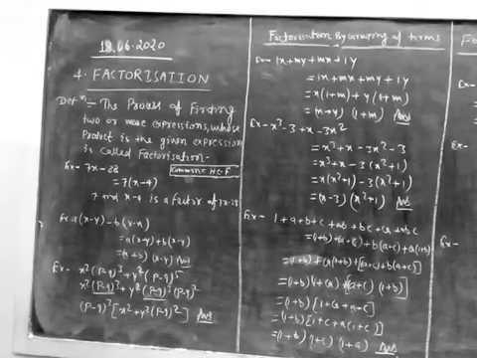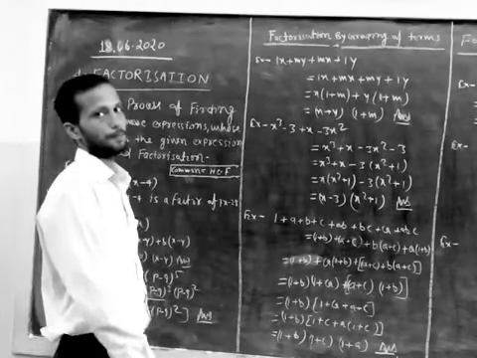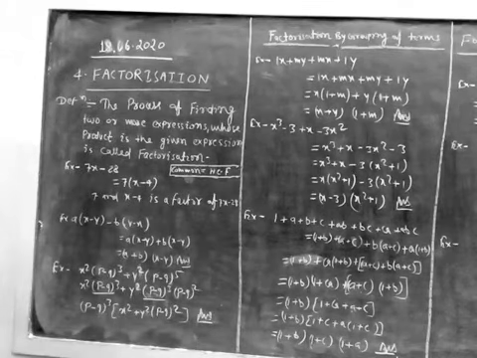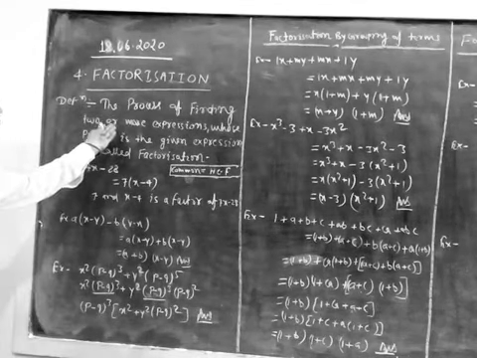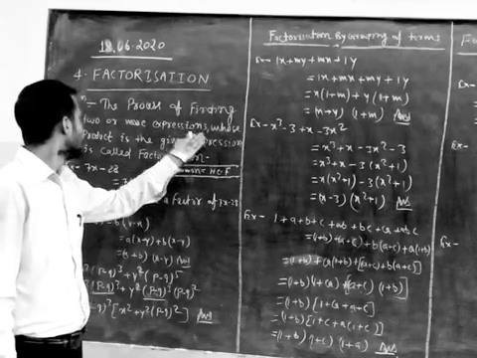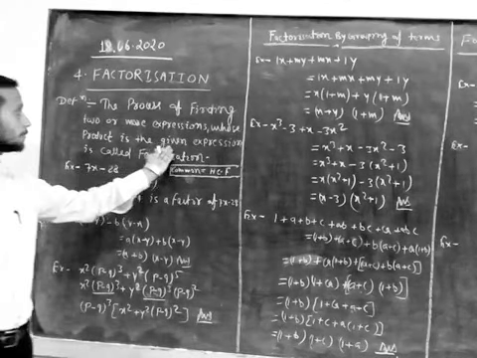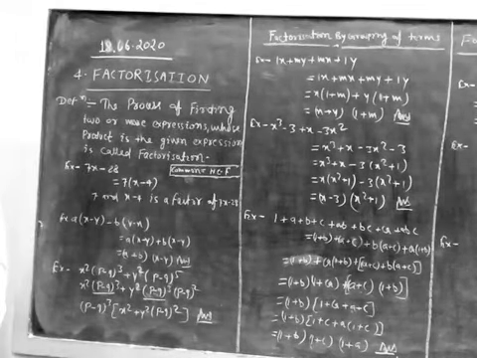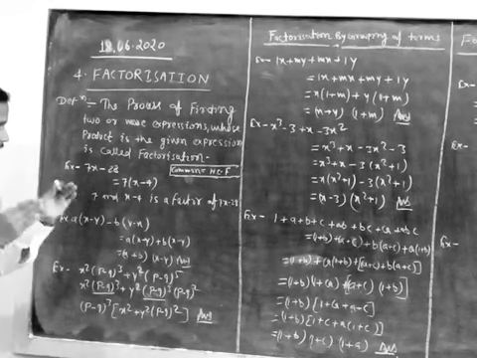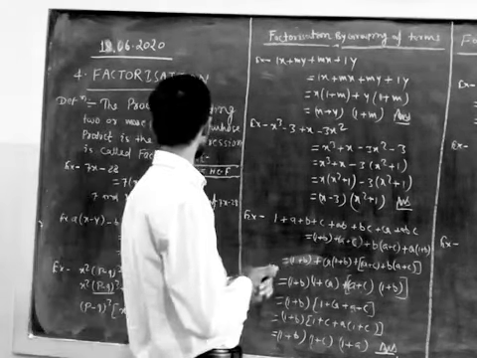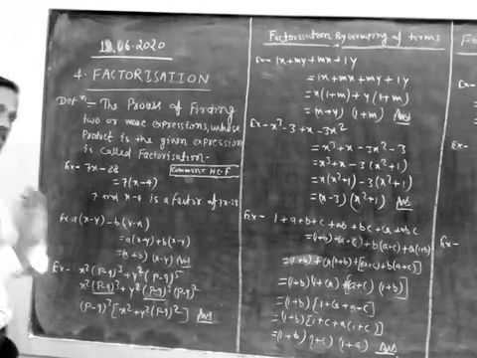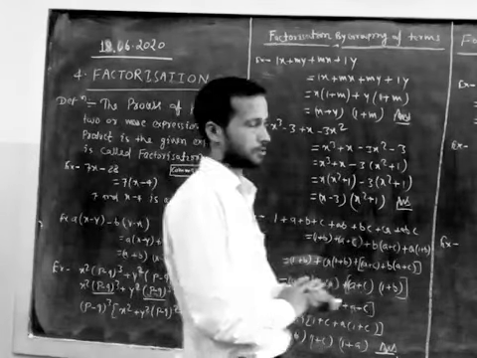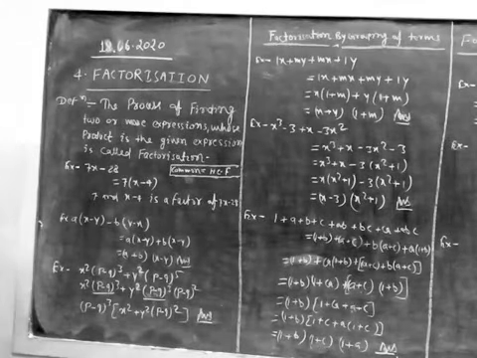Ninth, chapter 4, factorization. First of all, the question is, what is factorization? The process of finding two or more expressions whose product is the given expression is called factorization. That is, a single expression is written in the form of two or more products, and the product is the given expression. That is called factorization.